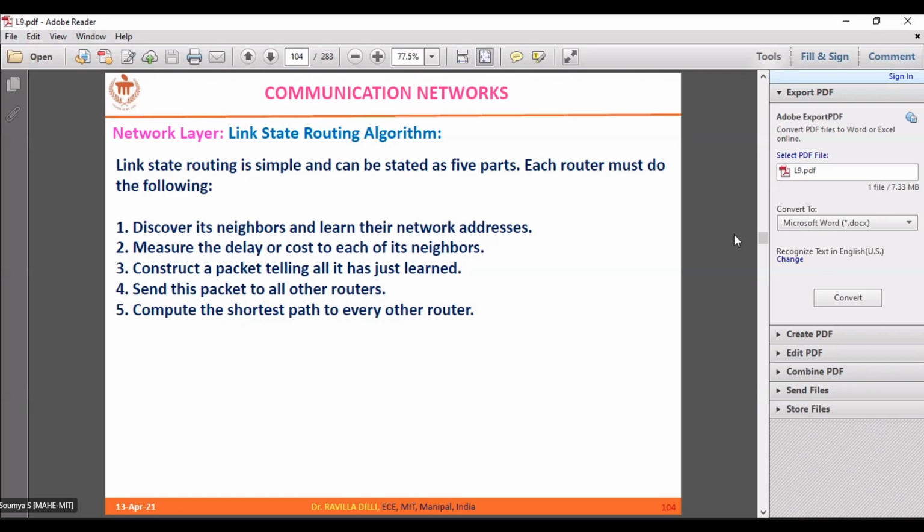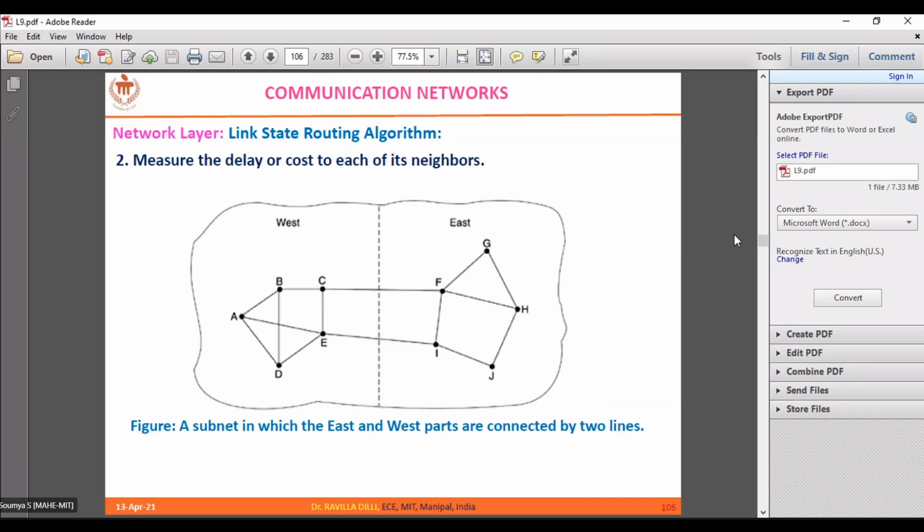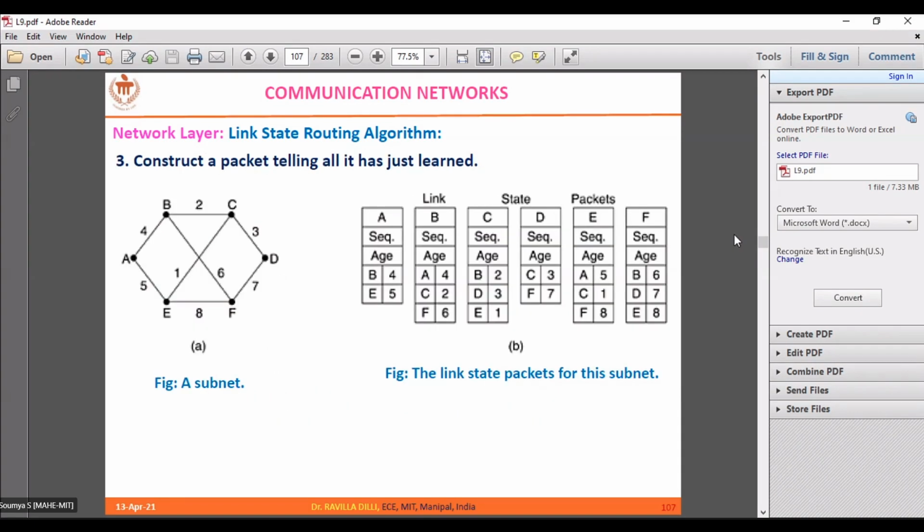From there, each router is supposed to compute the shortest path to every other router. Now this is an example of a LAN. Here each of them has to find out who their neighbors are, and after that, measure the delay or the cost to each of its neighbors. This is the link state packet.